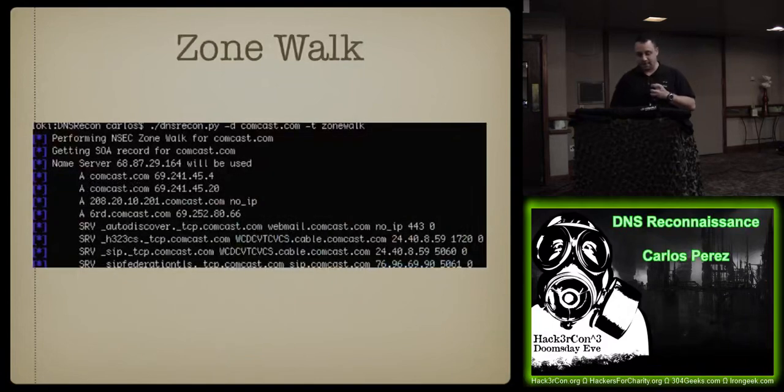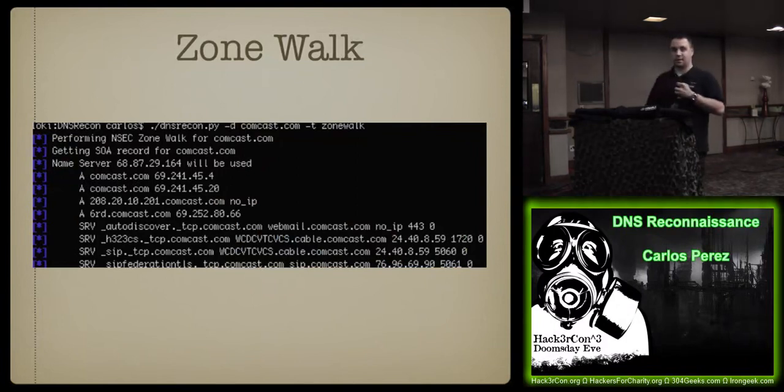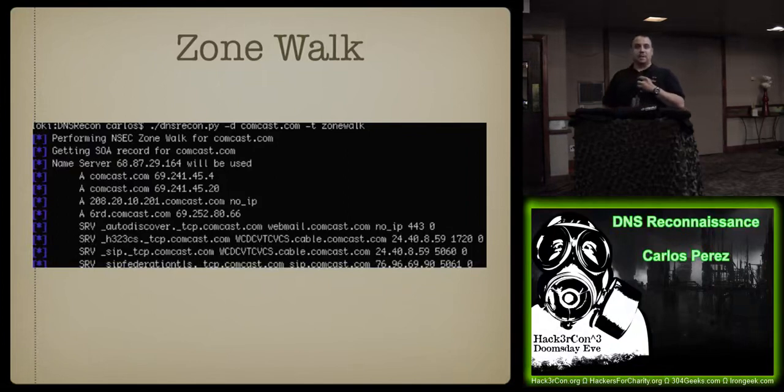And here we have an example of a zone walk against Comcast. Comcast uses DNSSEC. And I was able to get a lot of records from Comcast. All of their users plus all of their external enterprise stuff plus all of their internal management network stuff that was also exposed.